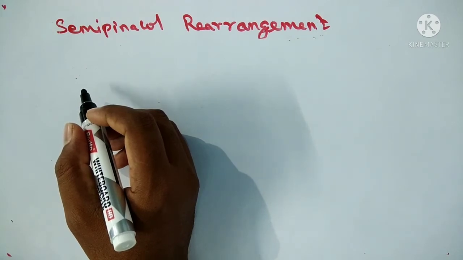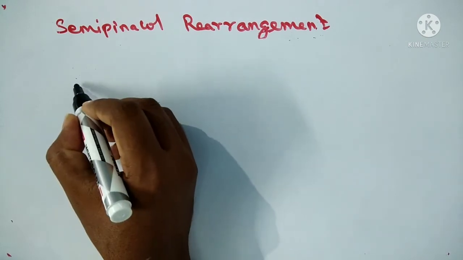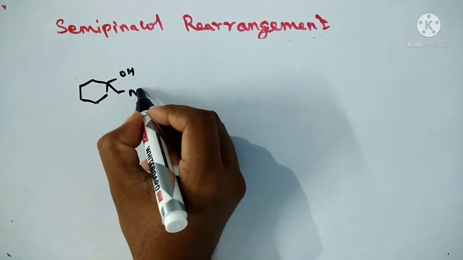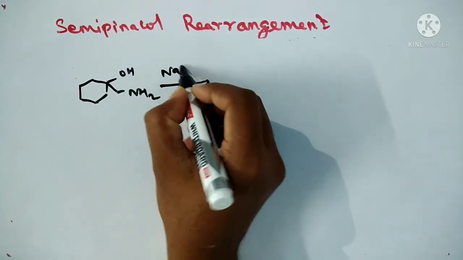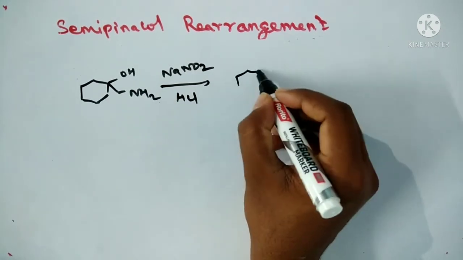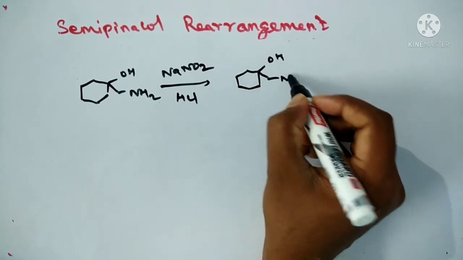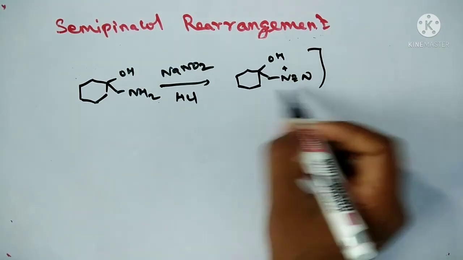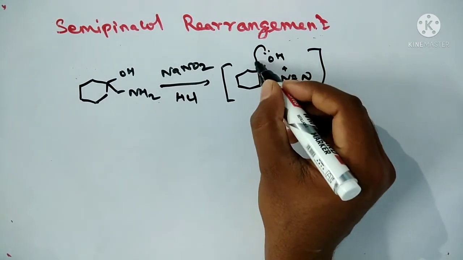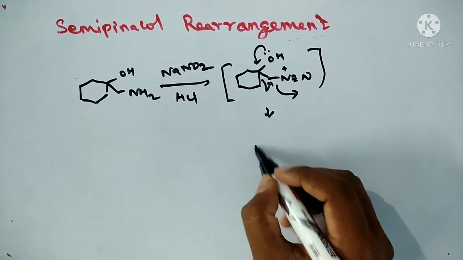The leaving group need not always be tosylate. It may be halide or nitrogen. If you consider this NH2, in the presence of sodium nitrite, you will get a diazonium intermediate. So OH, N triple bond N plus. This is the intermediate. This diazonium is the best leaving group. This electron pushes to migrate the migrating group. So what you will get is the ring expanded product.